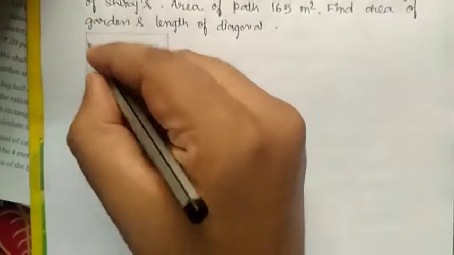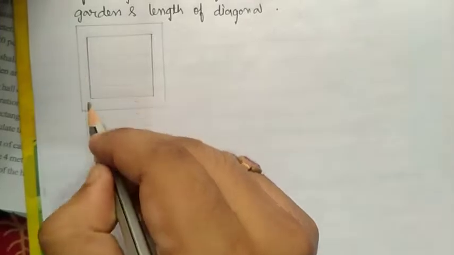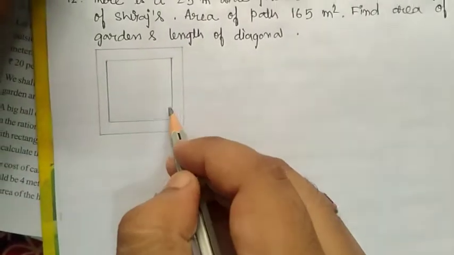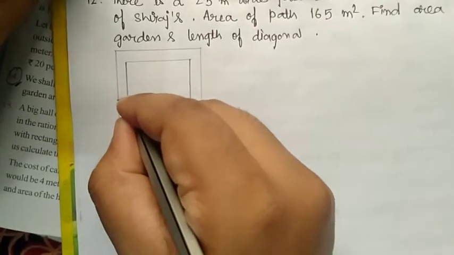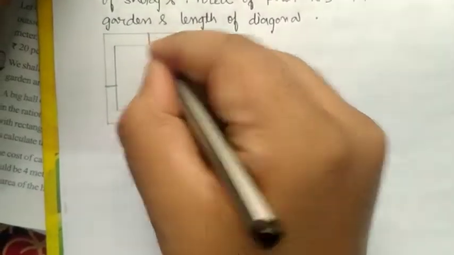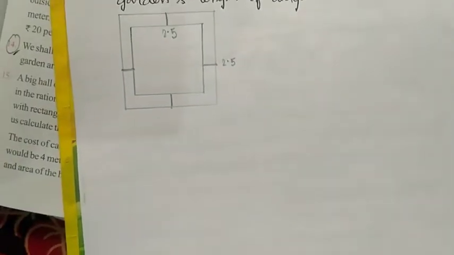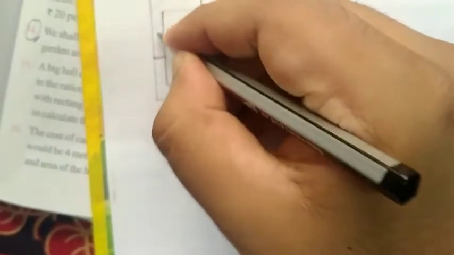So first of all, what is given? Area of the path means this one. This is the square garden of Siraj and a 2.5 meter wide path around it. So this is 2.5 meter, this is 2.5 meter wide all around the garden. This is 2.5, this is 2.5. And this is the square garden.